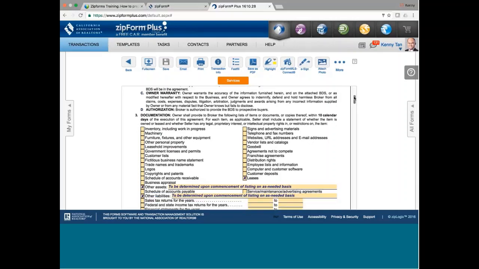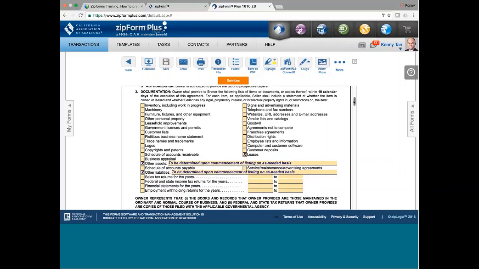One of my concerns, if I sign a business listing with a client and I check so many different boxes, it might spook them off. It might make them think that I was trying to get too much confidential information from him before I start promoting the property. So the only thing I actually asked him to give me is just the leases. I could have asked him a lot more, but I prefer to just check these 2 boxes for assets to be determined upon commencement of listing on an as-needed basis. I think it's probably better that way.